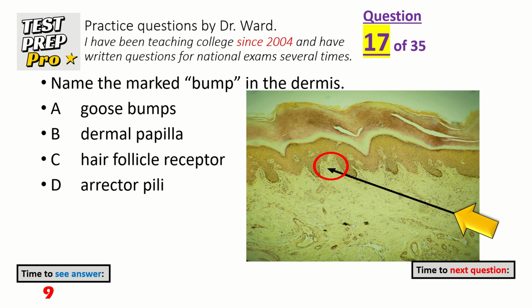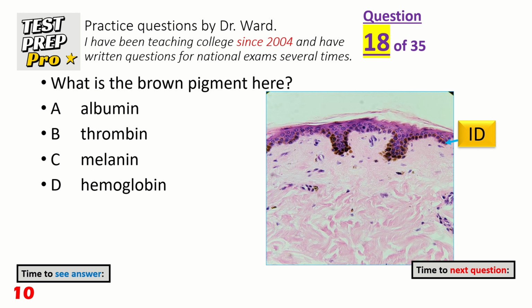Name the marked bump in the dermis. So it's an upraised ridge in the dermis. Dermal papillae. What is the brown pigment here in the bottom of the epidermis, the brown pigment? Melanin.